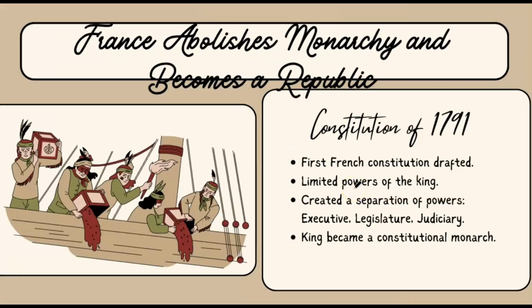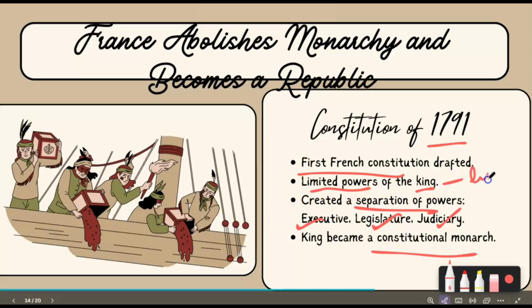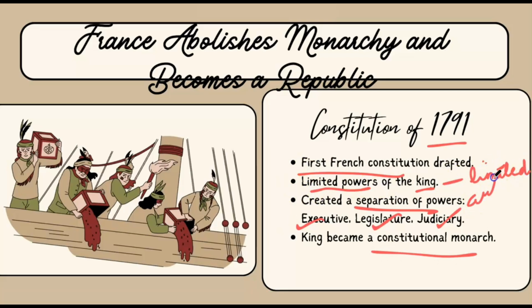Two years later, in 1791, the National Assembly completed France's first written constitution. This constitution reduced the king's powers and introduced the principle of separation of powers, dividing the government into the executive, legislature, and judiciary. France became a constitutional monarchy. The king was still there, but with limited authority.